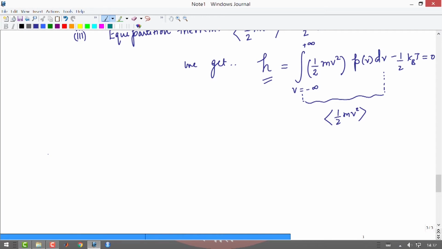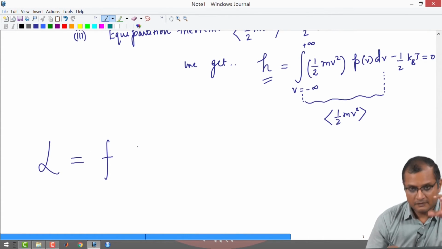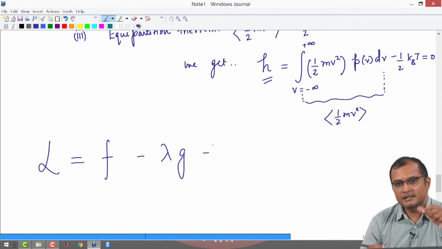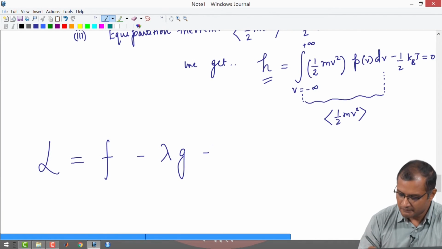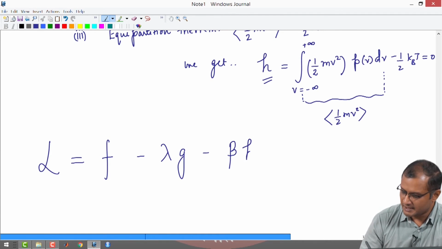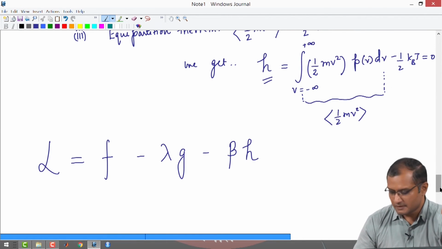So, the same maximization principle leads us to the following equation. Let us write down the following equation. I will write down our Lagrangian as the function f, where f is the entropy, minus lambda times g, where lambda is the Lagrange multiplier corresponding to the constraint g, and another Lagrange multiplier, beta, corresponding to the second constraint h. Let us write down what these quantities are.